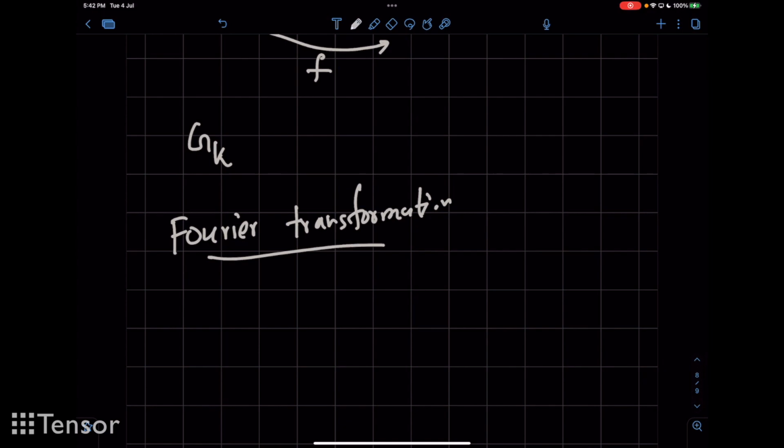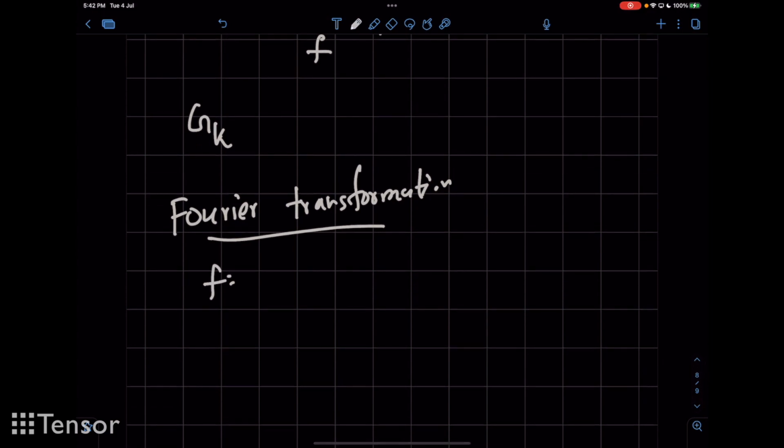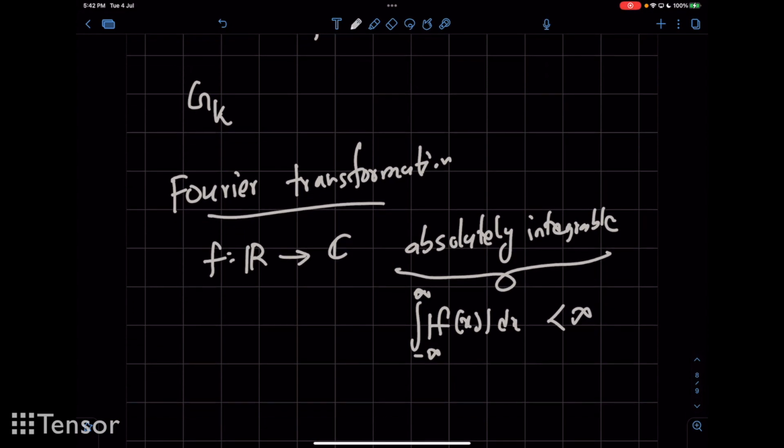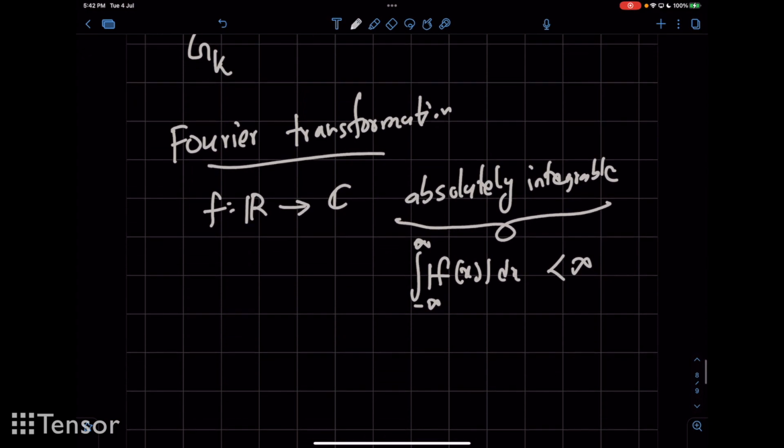Let's say we have a complex valued function that is absolutely integrable. What do I mean by absolutely integrable? That is, the integral of the absolute value of f of x from negative infinity to infinity is finite. So suppose f is an absolutely integrable function. Of course, f must be continuous.